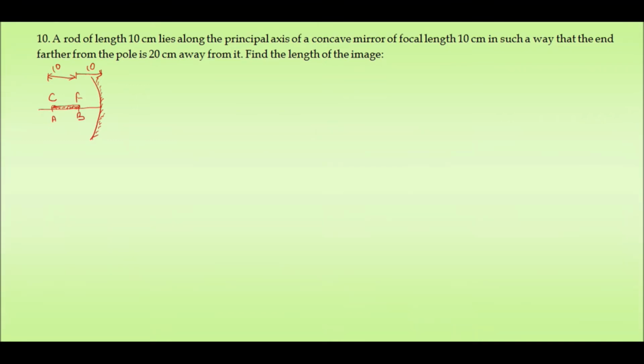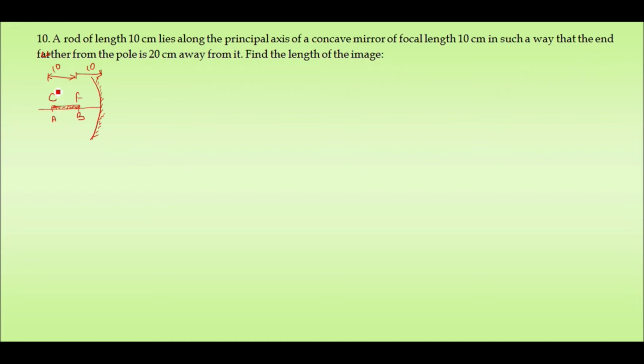A rod of length 10 cm lies along the principal axis of a concave mirror of focal length 10 cm in such a way that the end further away from the pole is 20 cm away from it. Find the length of the image. And this problem is very easy.